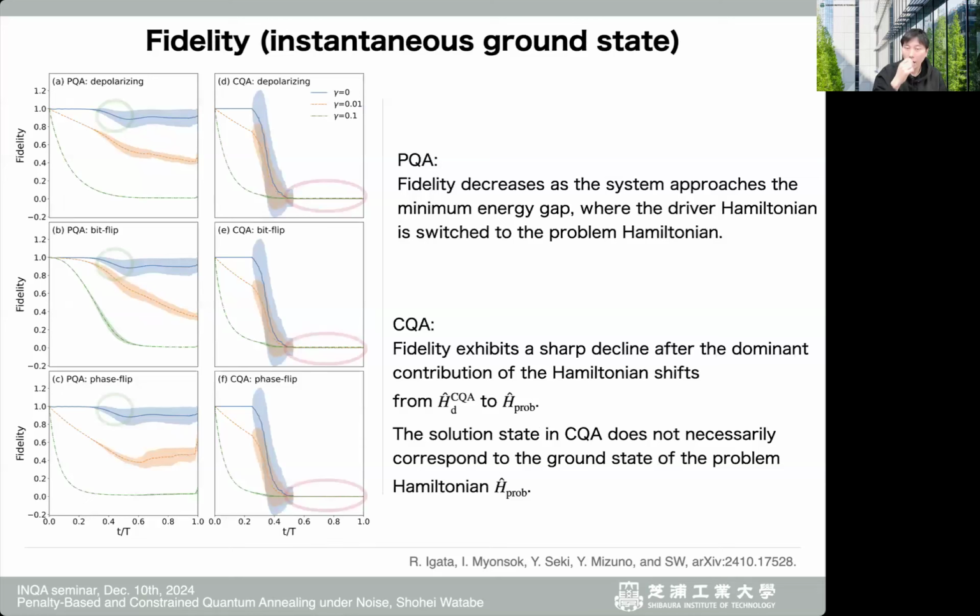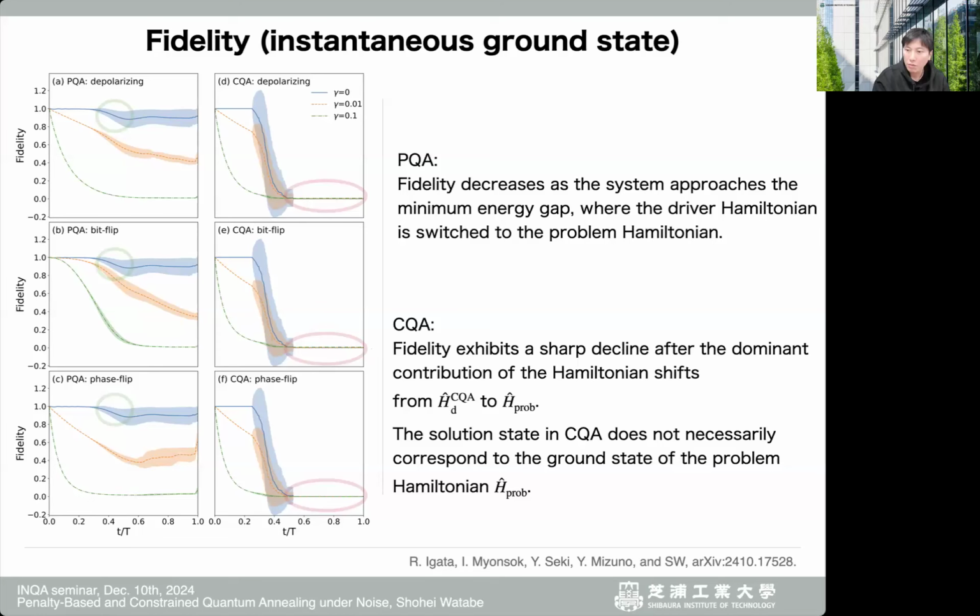And here is the fidelity to the instantaneous ground state. For the PQA, the fidelity decreases as the system approaches the minimum energy gap. Around here, there's a switch from the driver Hamiltonian to the problem Hamiltonian. And for the CQA, we miss the instantaneous ground state after half of the annealing time.